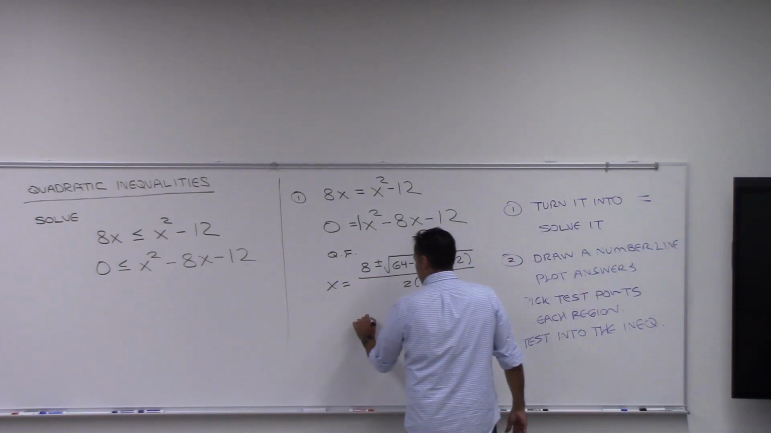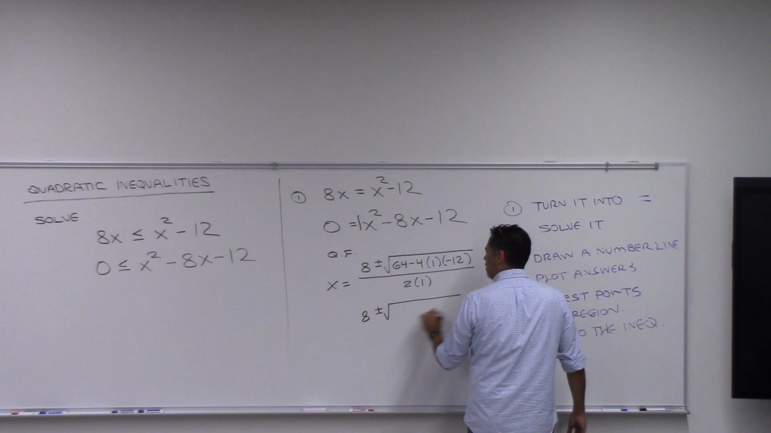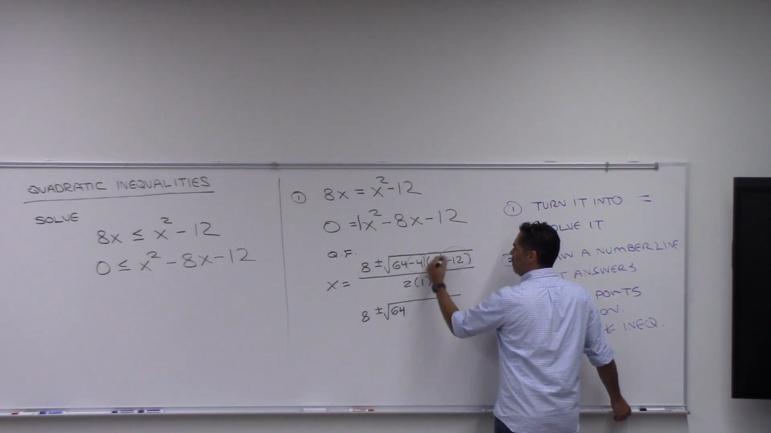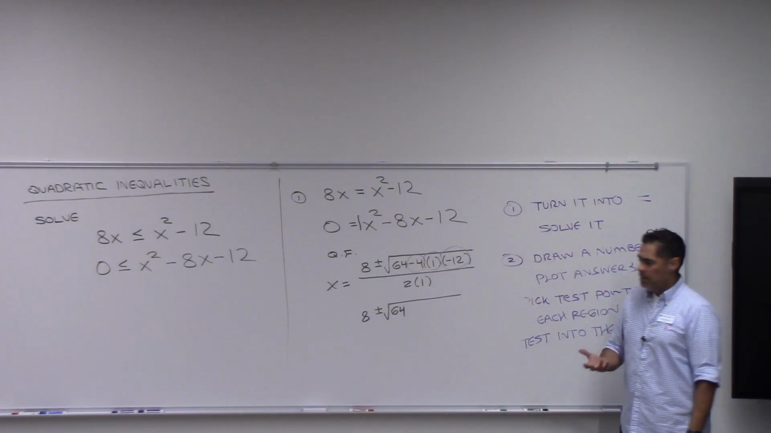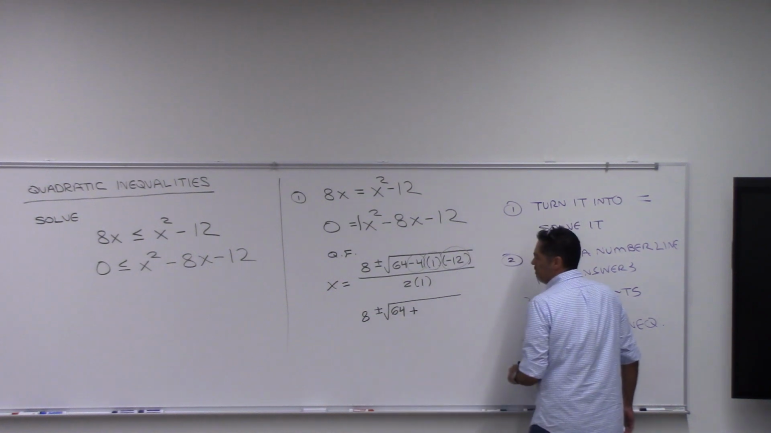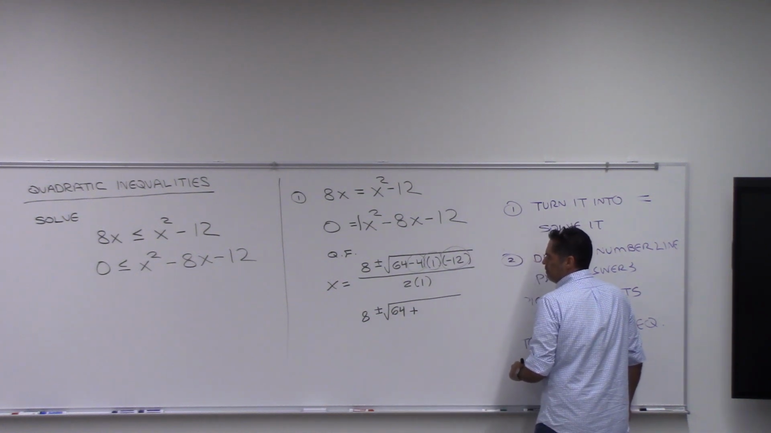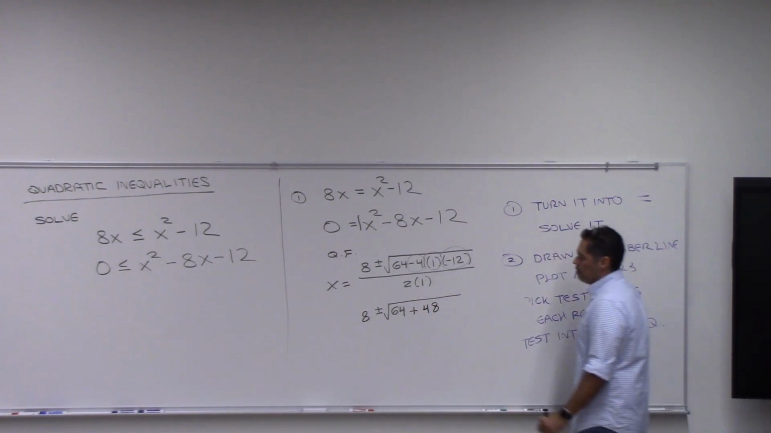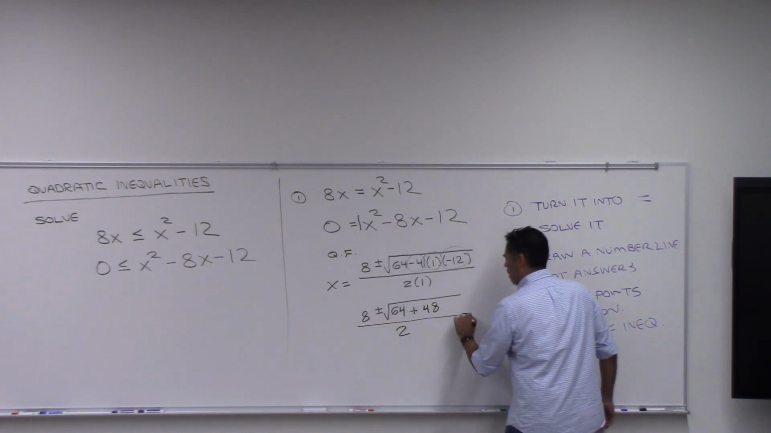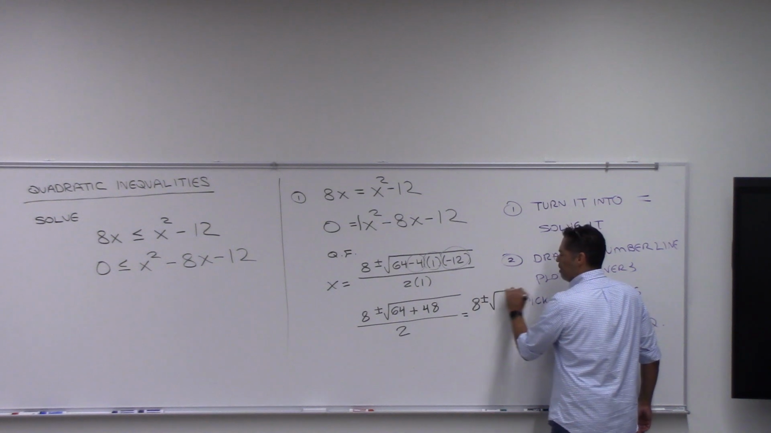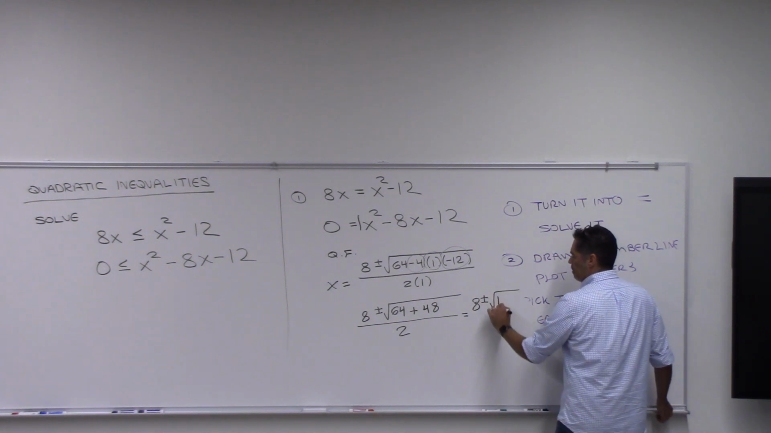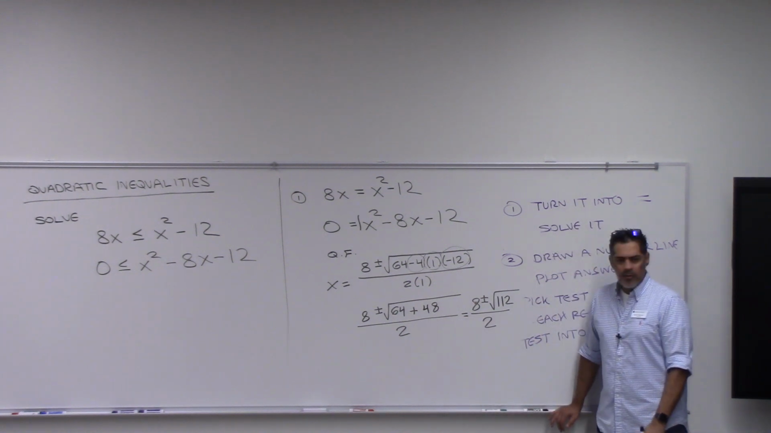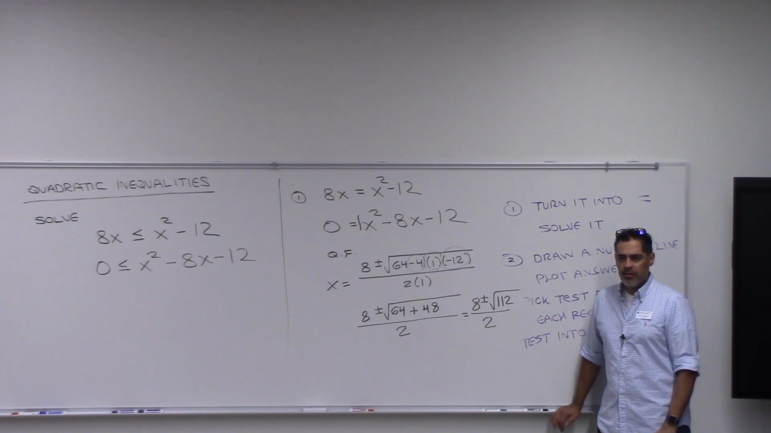OK, so let's see. This is 8 plus or minus the square root of 64. And because this is a negative, a positive, and a negative, when I multiply all those together, it should be a positive. So I know I'm going to have a plus, and what is that multiplied together? 48? 48? All over 2? 8 plus or minus the square root of 112, all over 2? Do you have questions? Am I going too fast through that?